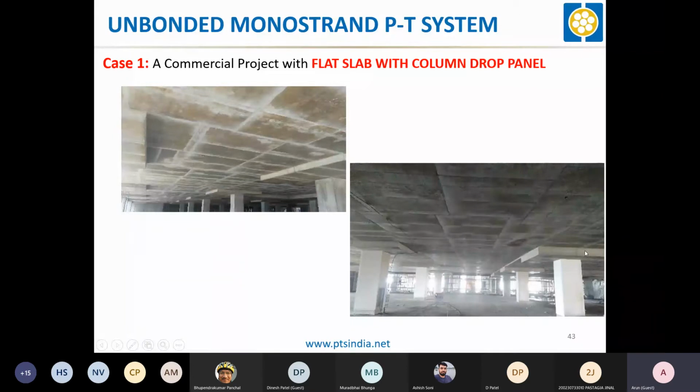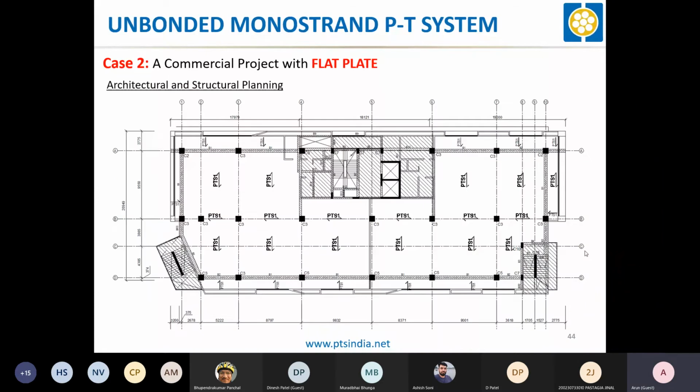So it is good for laying out the services that are suspended below this floor, or you can say below this ceiling. There can be fire lines, water lines, HVAC lines, and electrical lines passing through. So there will be a jungle of services suspended from this floor, and if it is a flat slab, you can run the services in both directions without any obstruction.